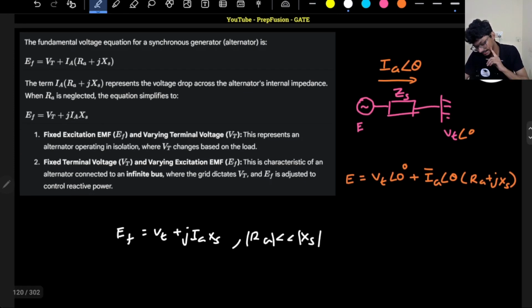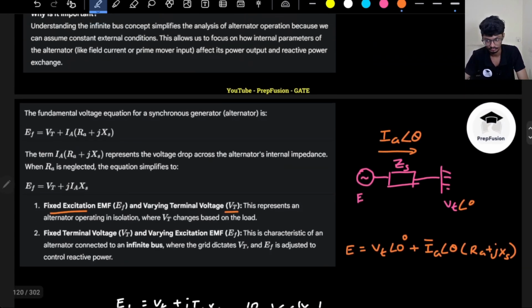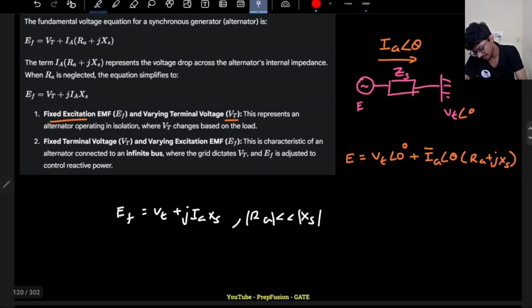Now there can be two kinds of analysis. The first analysis is fixed excitation and varying the terminal voltage. If I vary the terminal voltage while fixing the excitation, how will the current vary? That is what we want to understand: how will the terminal voltage vary depending on the current if the excitation is fixed? So Vt as a function of Ia. That is what we want to see.